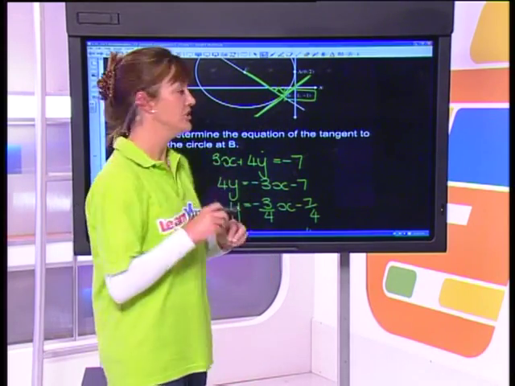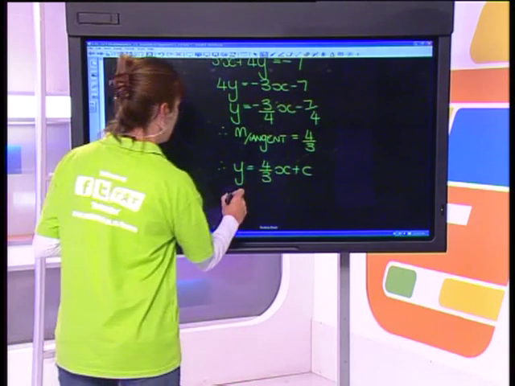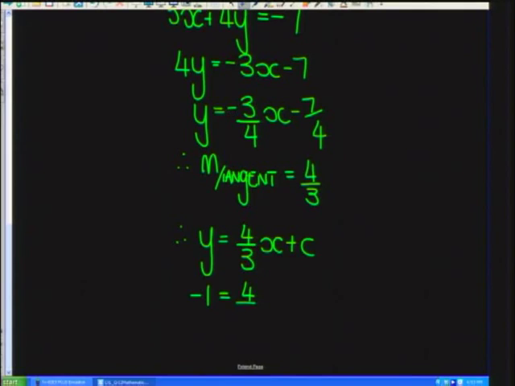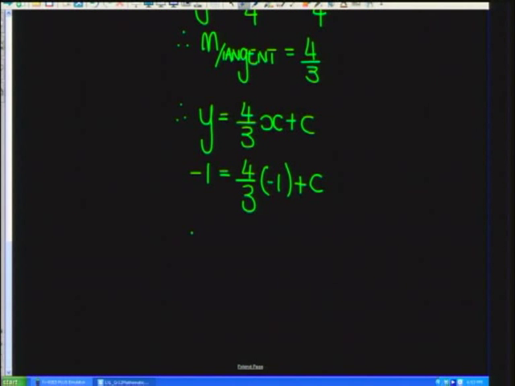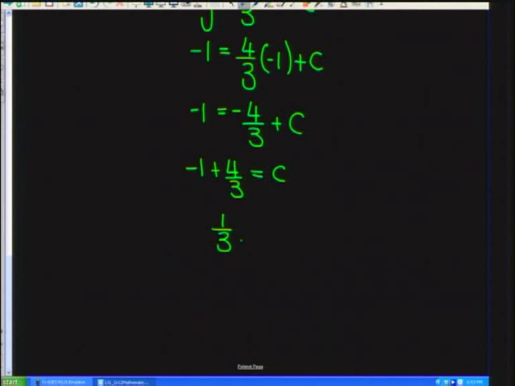And as we said earlier, if you've got a point that's sitting on a line, substitute it into the equation. So negative 1 is going to go into both the x and the y, because that's what each coordinate was. And we're going to simplify. So we have negative 4 over 3 plus c. If I bring it over, we've got negative 1 plus 4 over 3 equals our c. So that's going to land up being positive a third equals c. So the equation of your tangent is y is equal to 4 over 3x plus a third.